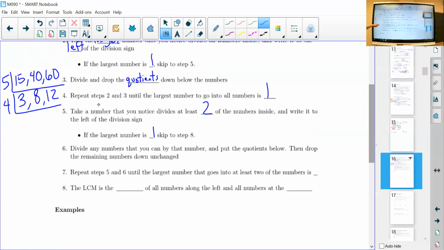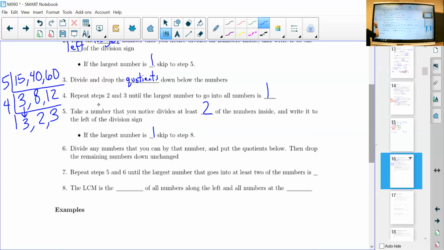Now, step 6 says divide any numbers that you can by that number. 8 divided by 4 is 2. 12 divided by 4 is 3. But 3 divided by 4, I don't want a messy fraction. Turns out what we do is we just drop it down without changing it at all. So we have a 3 here.